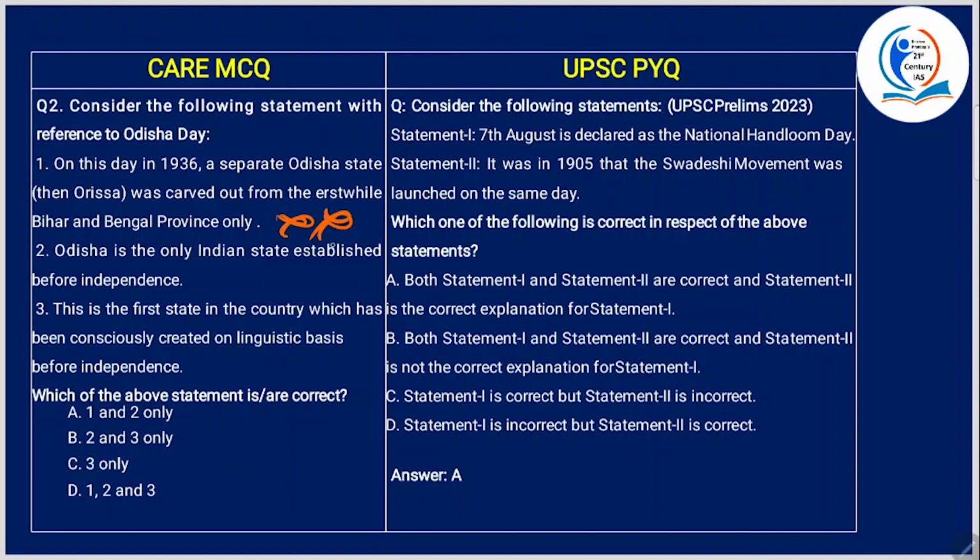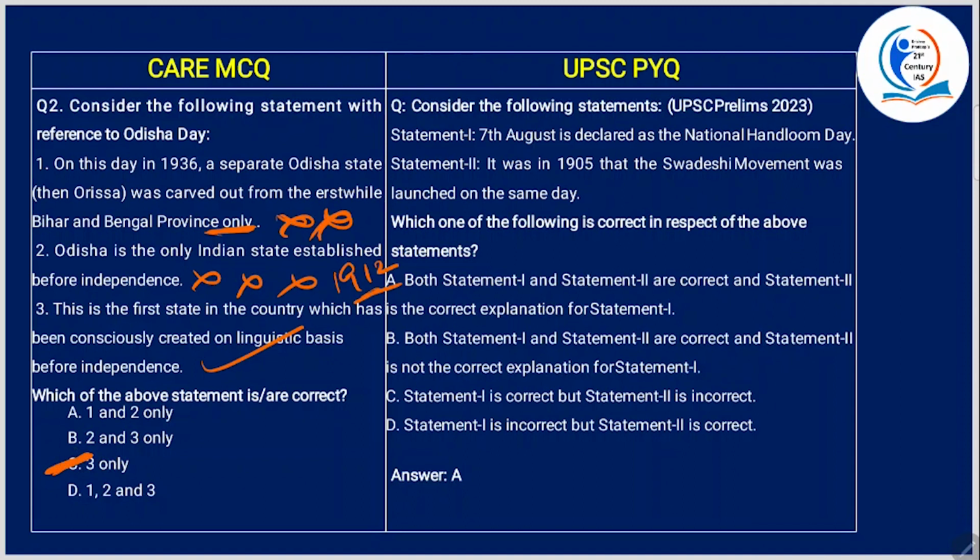So this is wrong, because it's only. Here it's given only, na? So that's why it's wrong. Odisha is the only Indian state established before independence. This is also wrong. Why? Because in 1912, Bihar was established. Now the third one. This is the first state in the country which has been consciously created on linguistic basis before independence. This is true. Which of the above statements is/are correct? It is C. Third statement is right.